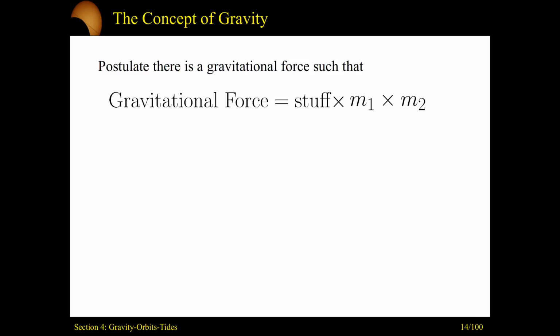So let's start stitching this together. We're postulating that there is this gravitational force, that there has to be something out there. And so we're going to say it's some stuff times the product of the masses of the objects, M1, M2.